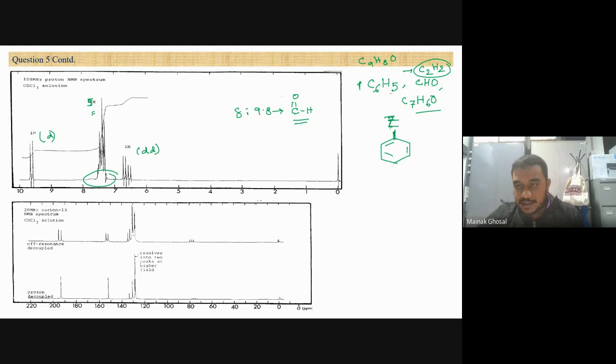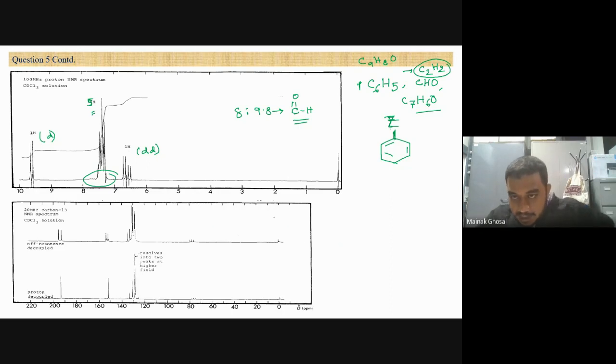Have I calculated correctly? 6, 7, 8, 6, 4. Yeah. So a C2H2 kind of pattern is left here. If there were a triple bond, I should have seen its presence in the IR spectra, but I have not seen it. So a triple bond cannot be present.